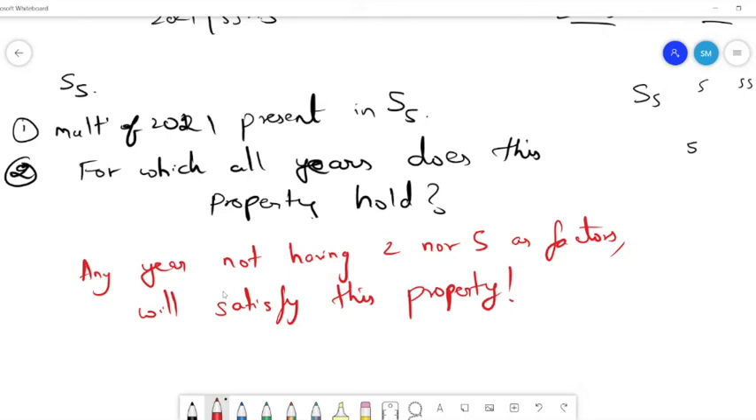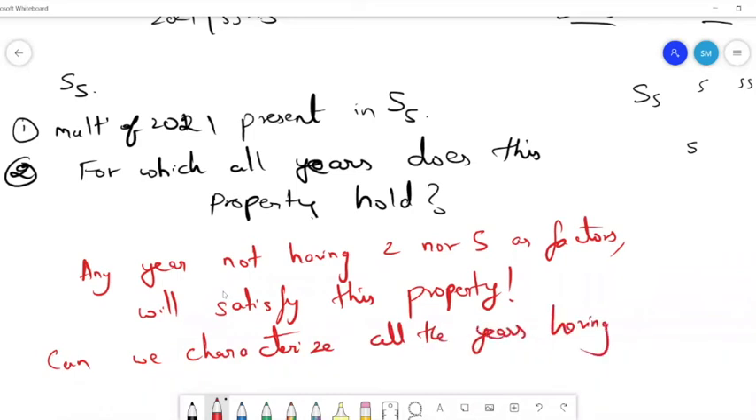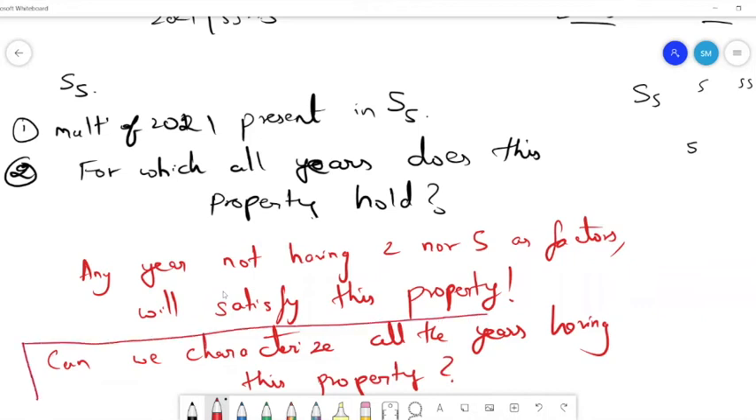Okay. So then, what about years which have either 2 or 5 or both, or only 2 and 5 as factors? What can you say about them? Can we characterize all the years having this property? You can think about this. You can spend some time thinking about this after the session.